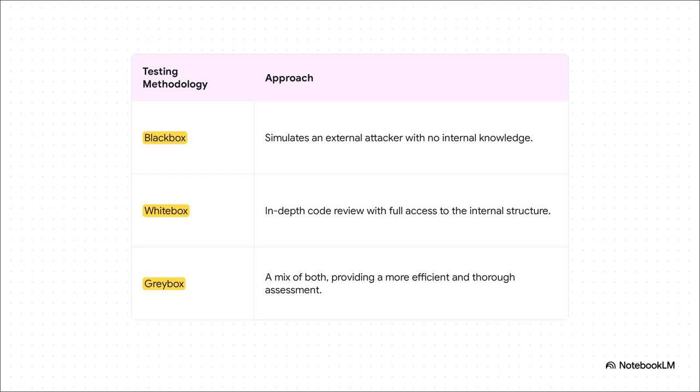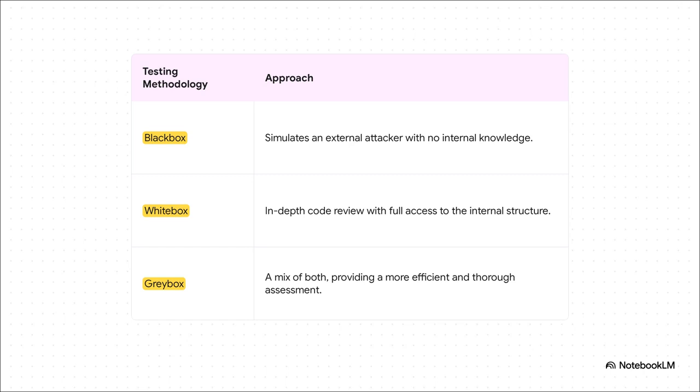Now, the brief will specify the testing approach, and there are basically three flavors. A black box test is where the hacker knows nothing, just like a random attacker on the internet. A white box test is the total opposite. They get the keys to the kingdom, the full source code, to find really deep flaws.